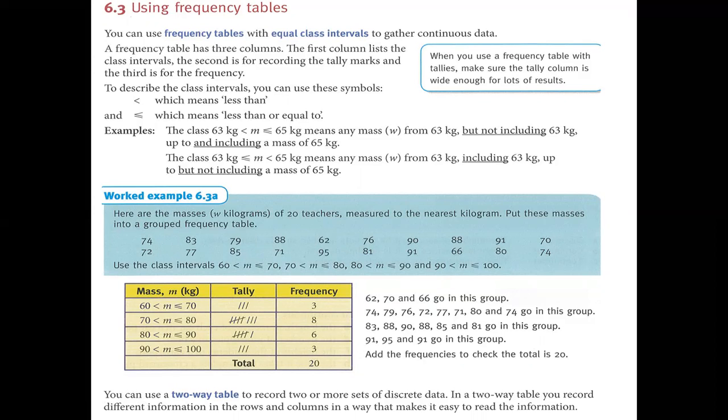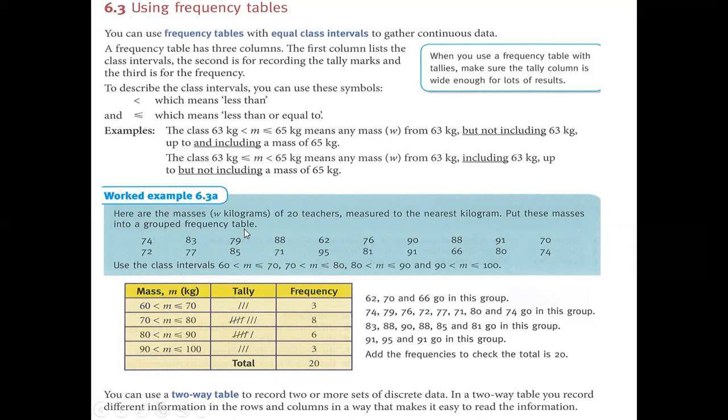Now here you have a different type of message that shows the weights of 20 teachers, measured to the nearest kilogram, and these are grouped in a frequency table. First of all, you need to put them in a specific order, small to large or large to small. With the help of this, you can find which one is the smallest number. Once you write a tally chart, that is very easy for you.